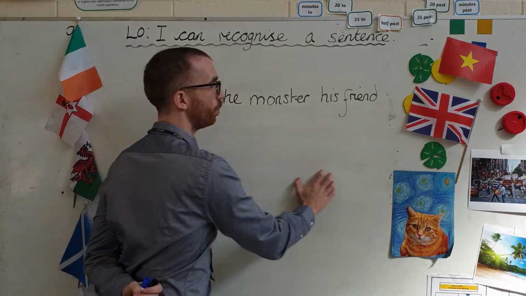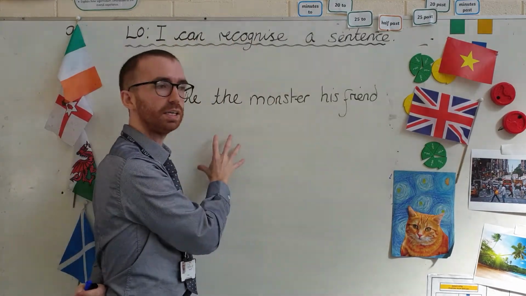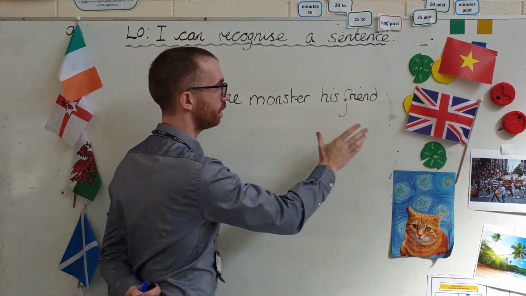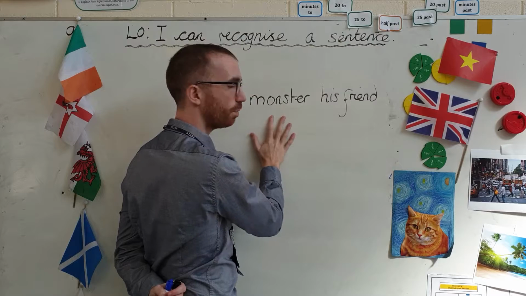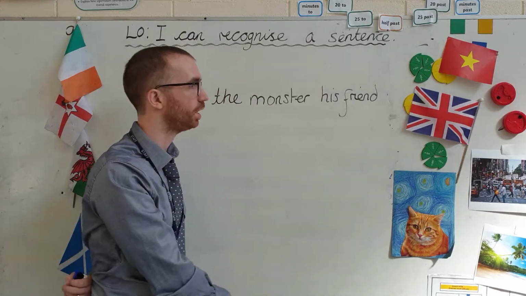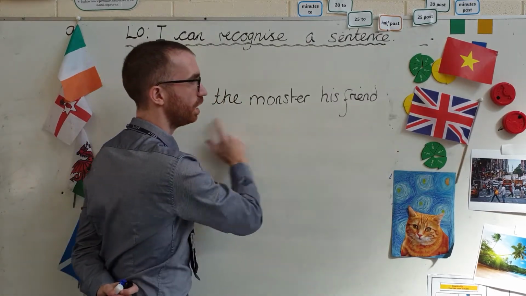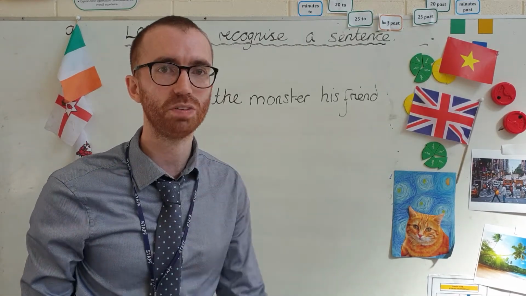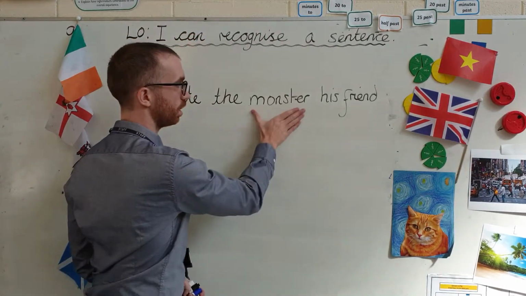So, first of all, we need to think about what is the subject in this sentence. What is it that I am talking about? Well, it could be the friend or the monster, couldn't it? Could I say that his friend ate the monster? Well, his friend could eat the monster, but who is he? It's more likely that the subject is going to be the monster.